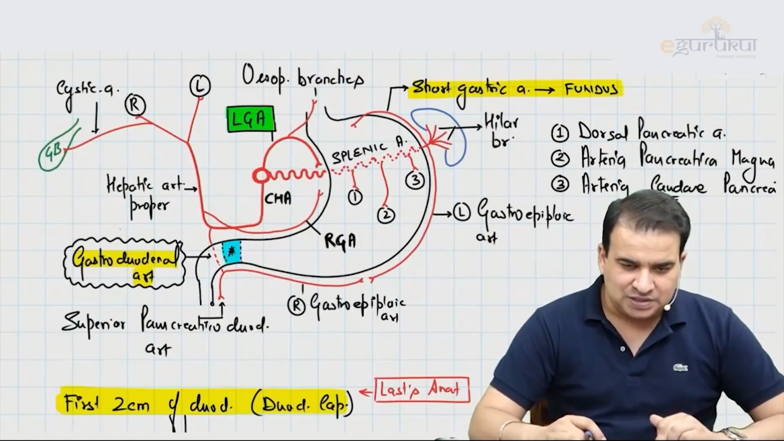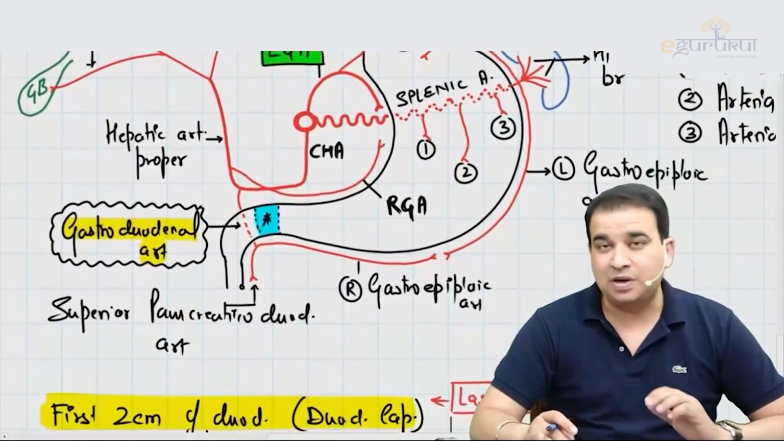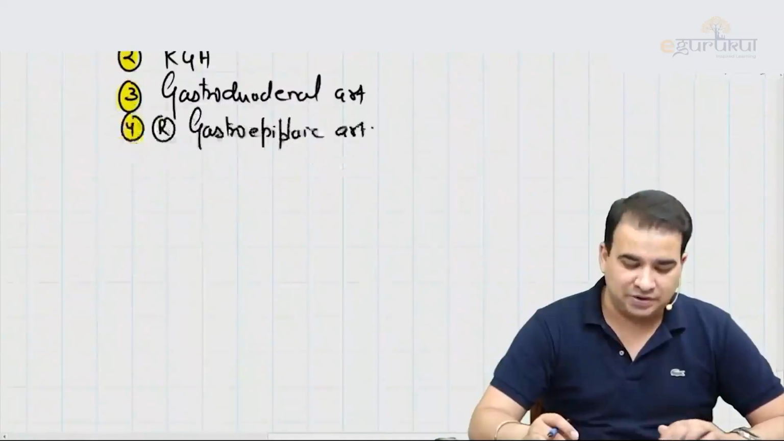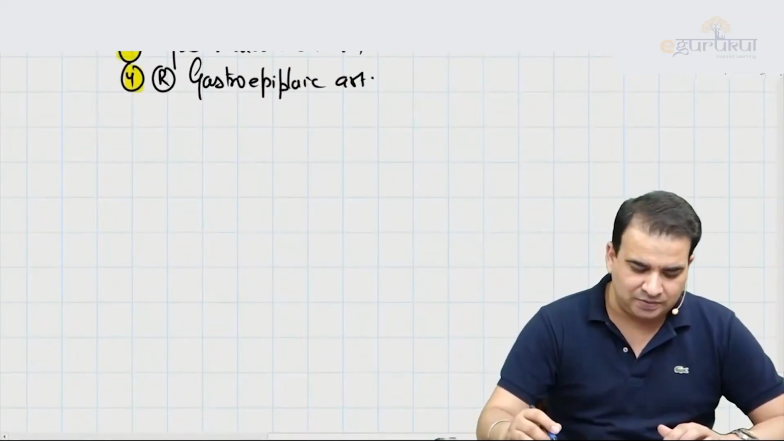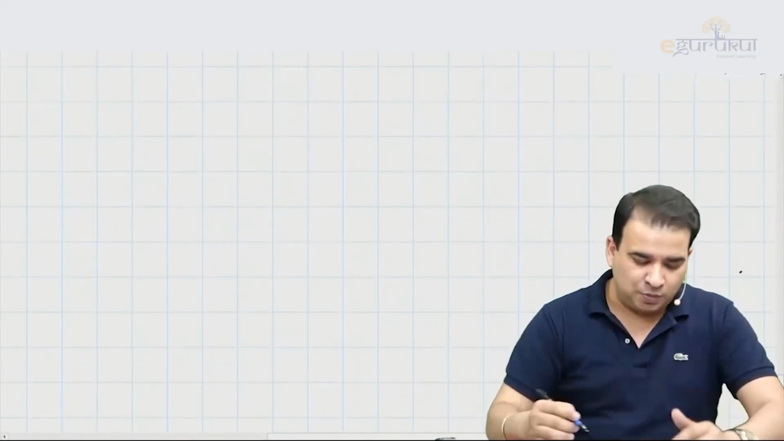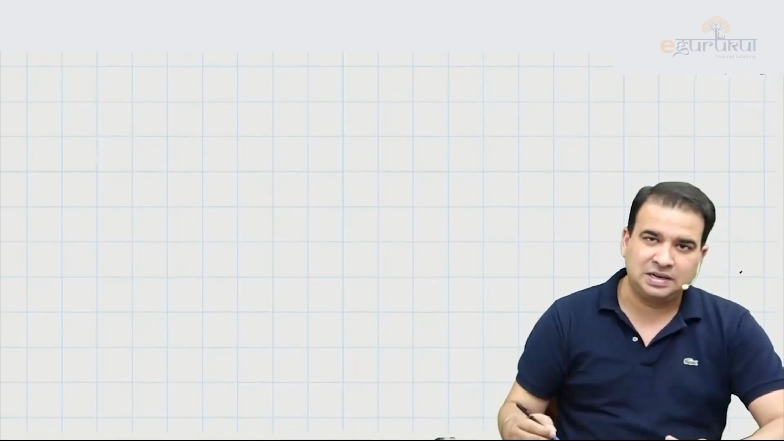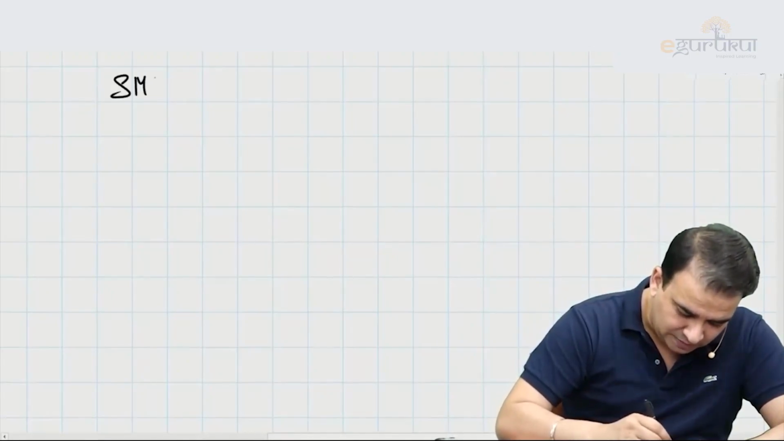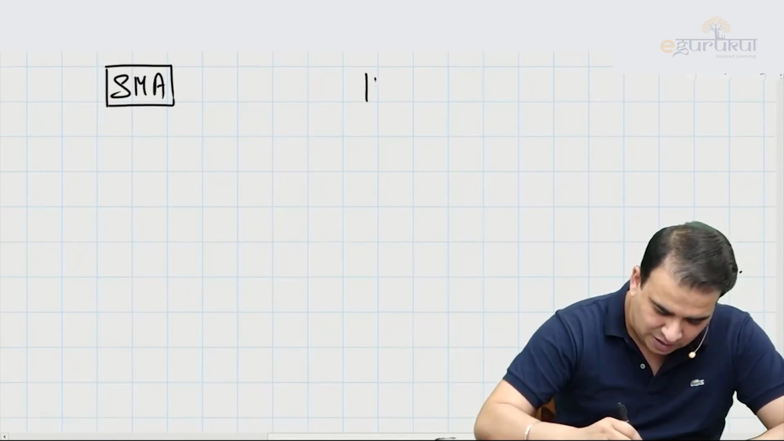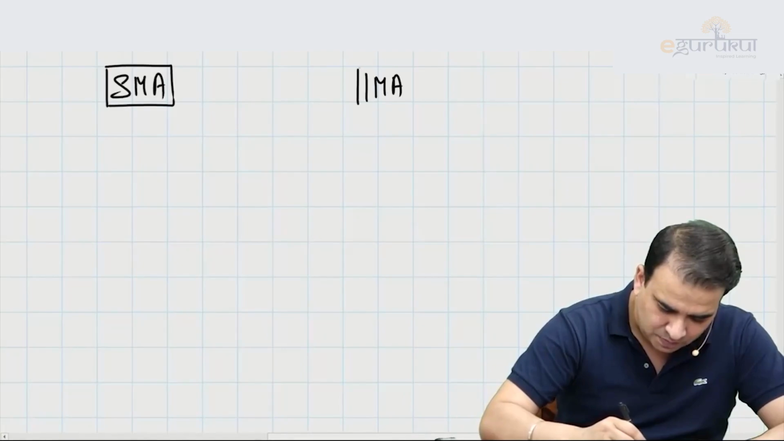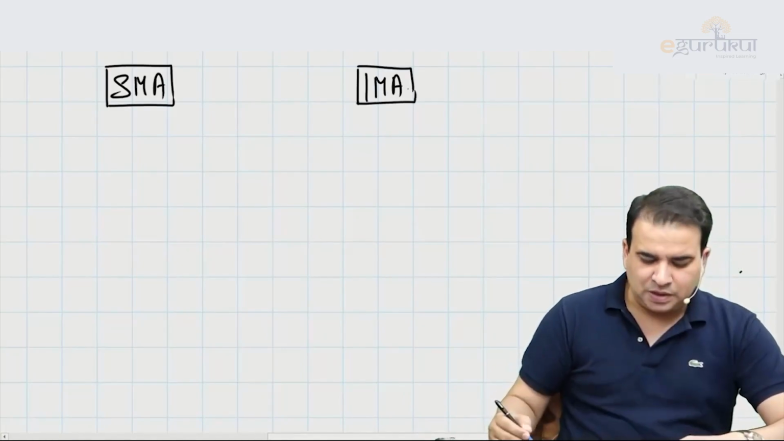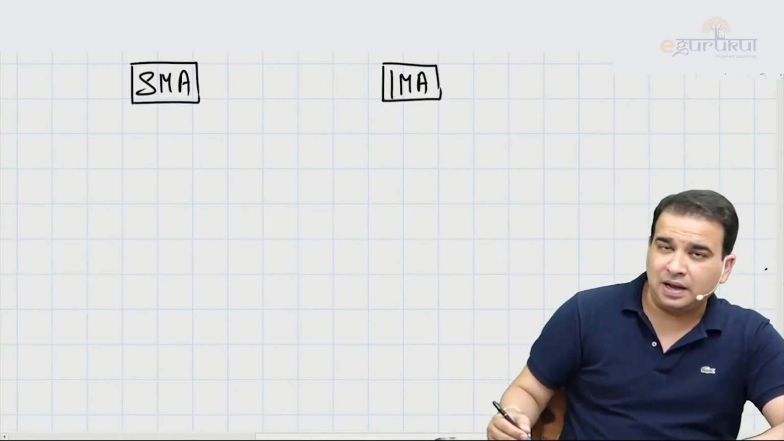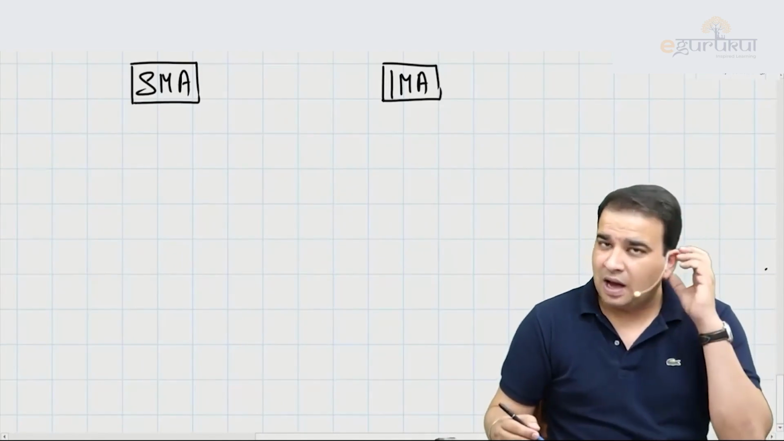Now, moving on from the celiac trunk, let's now move on to the superior mesenteric artery and the inferior mesenteric artery. So let's do one thing. Let's have a comparative column for the superior and the inferior mesenteric, and then again we'll see it diagrammatically. So guys, superior mesenteric artery branches on one side and inferior mesenteric artery on the other. We know that superior mesenteric artery is the artery for the midgut and inferior mesenteric artery is for the hindgut.